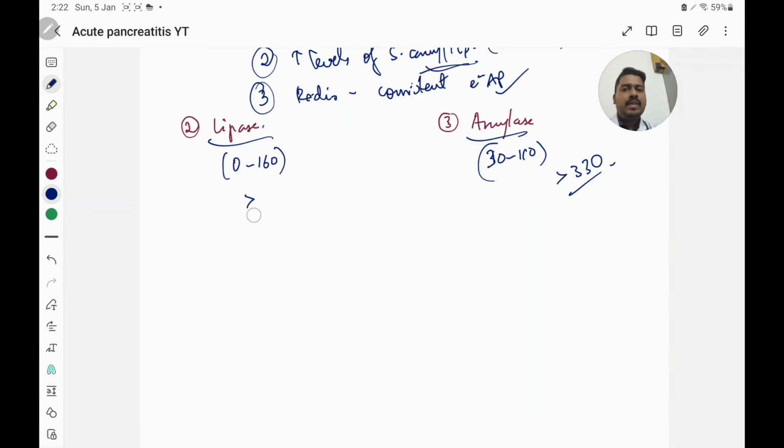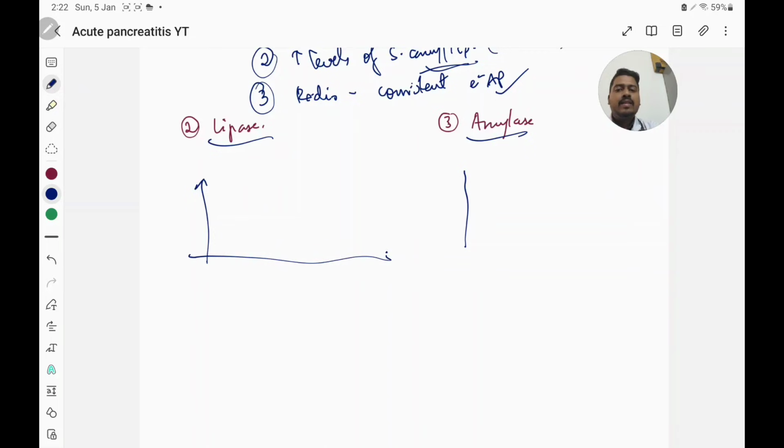So this is a crude cutoff, okay? Now we'll see how the graph of lipase and amylase looks like, okay? So we'll see with lipase first. If this is lipase and here acute pancreatitis inflammation has started, so lipase will start increasing after 4 to 6 hours, okay? Peak is reached around 24 hours and it will stay till almost 1 week. Got it? So lipase is late to rise and it is late to fall down. So if a patient comes after 3 to 4 days, doing amylase is of no use. You have to go for lipase.